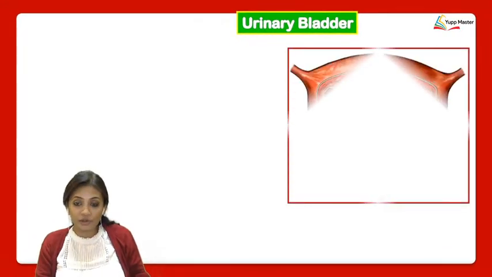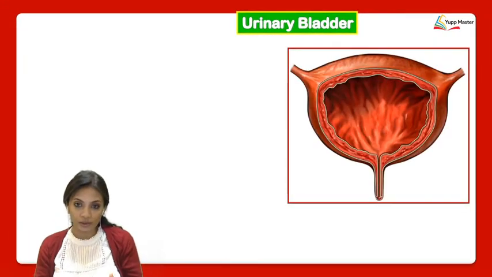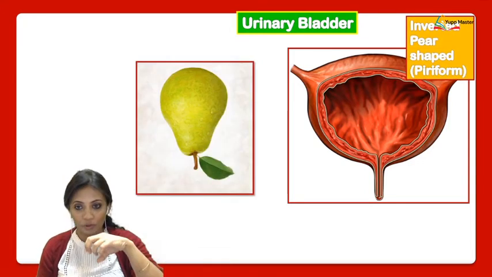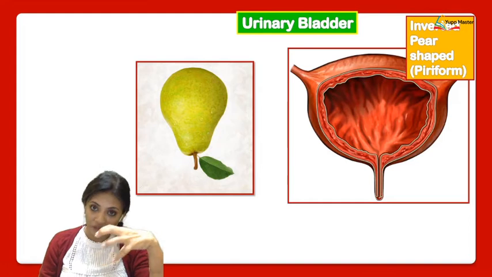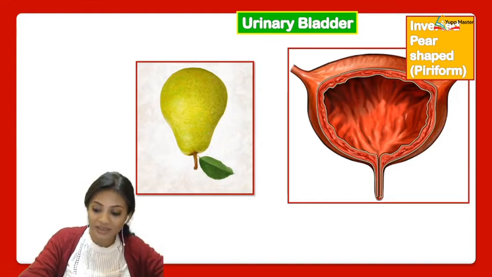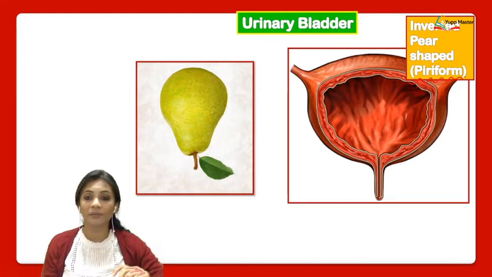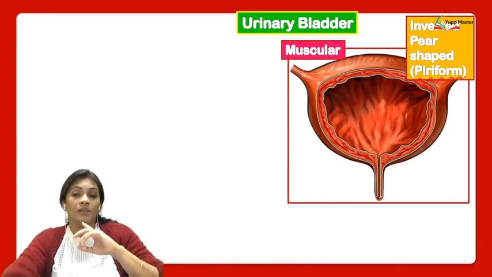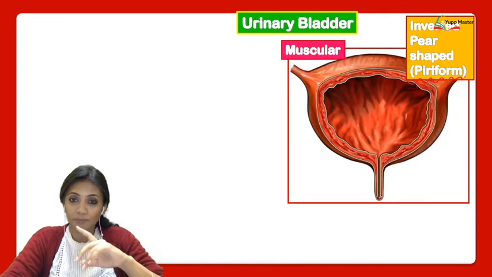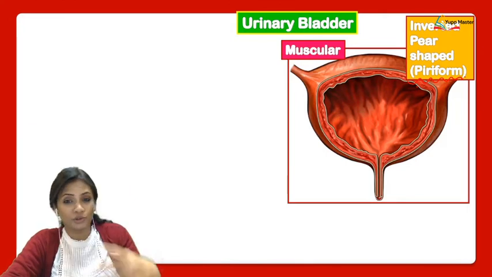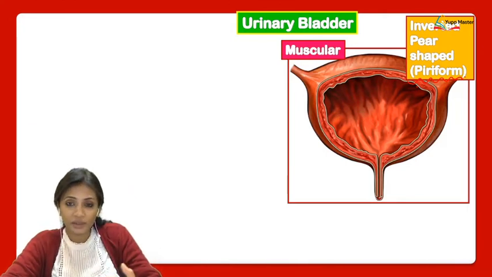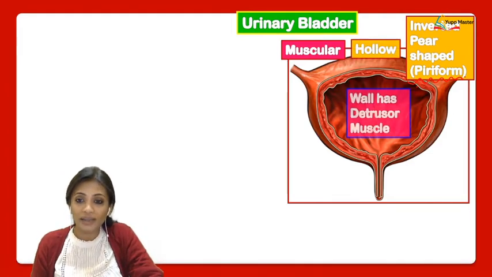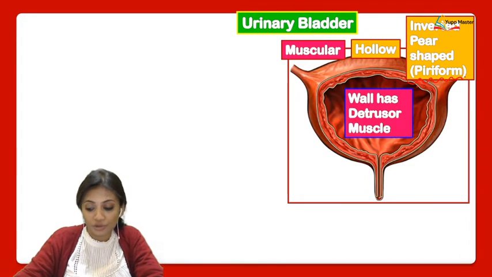Next, when we talk about the urinary bladder, it is a hollow organ, it is a muscular organ, and it is an inverted pear-shaped organ too. Because it is an inverted pear-shaped organ, we may call this a piriform shape, alright? It's muscular, as I told you, and the name of the muscle is a very important point for your MCQs. In the urinary bladder, the muscle is called the detrusor muscle, alright? It's hollow, and the wall over here is made up of the detrusor muscle.